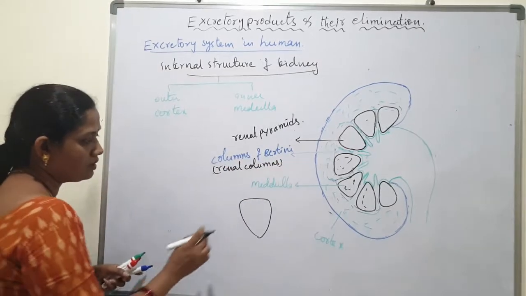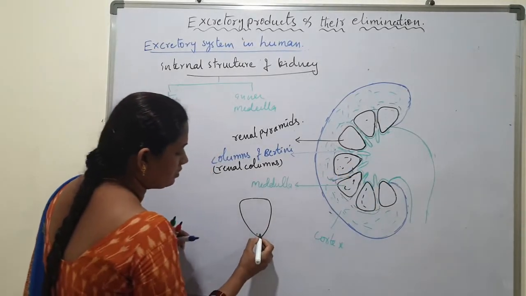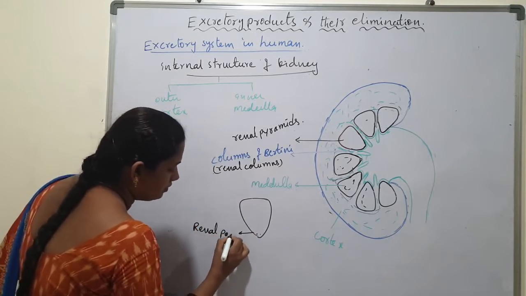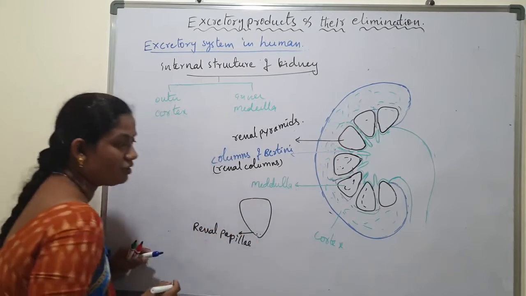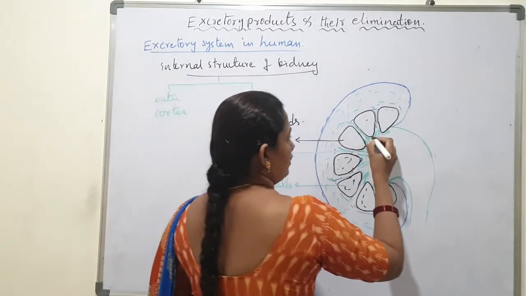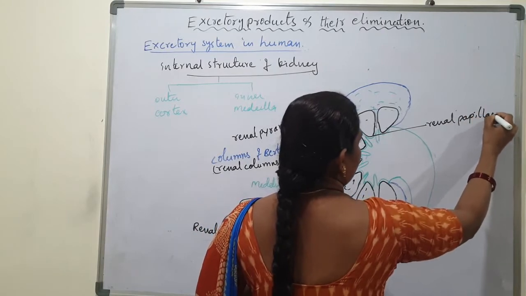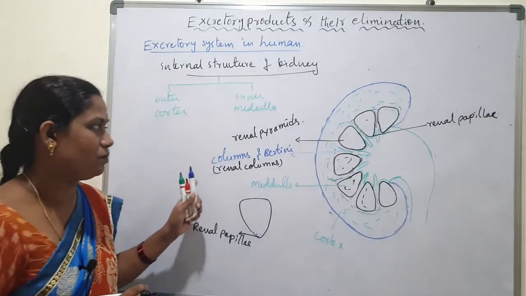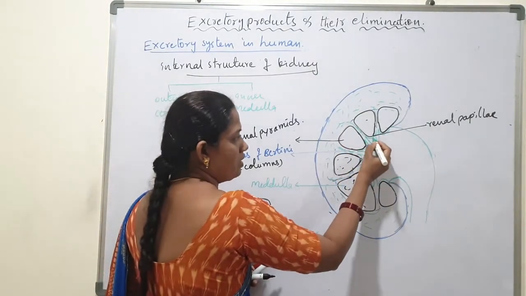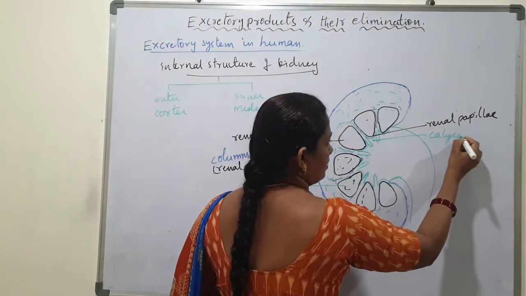Next, the tip of the renal pyramids. The tip of the renal pyramid is called the renal papillae. Next, these renal papillae open into small cup-like structures. These are called calyces.